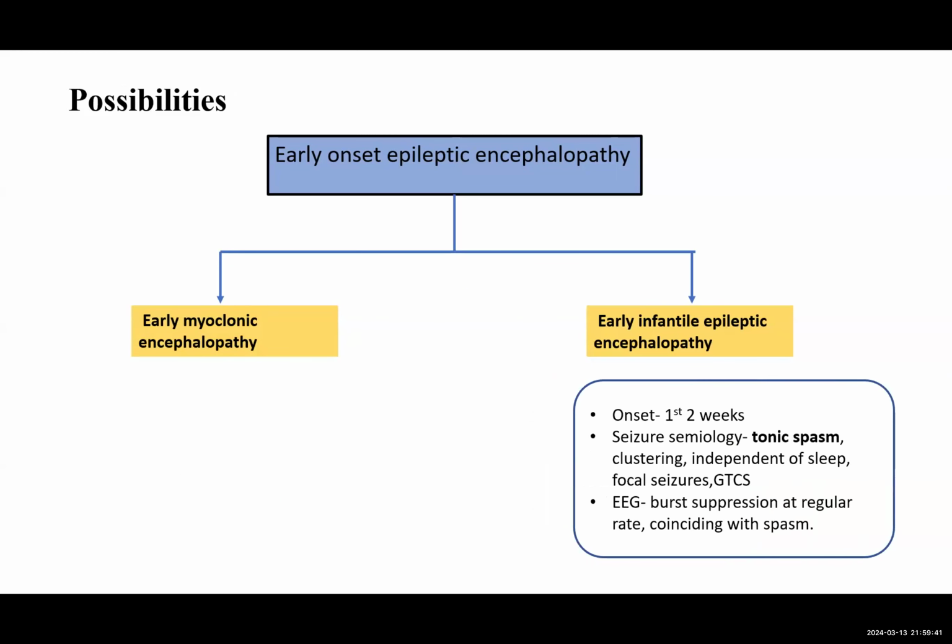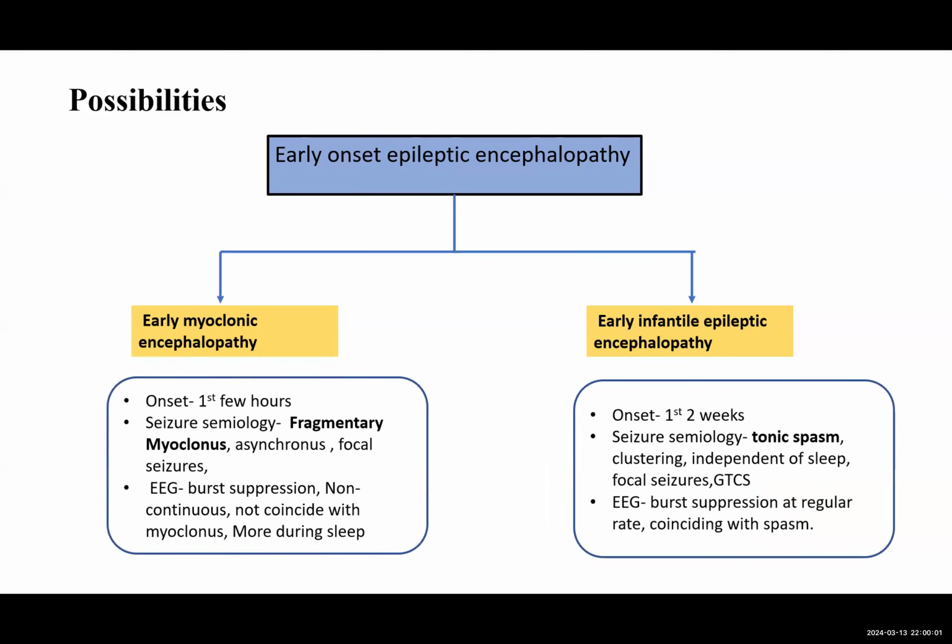In early infantile epileptic encephalopathy, onset will be within 2 weeks. The typical seizure semiology is tonic spasms, which occur in clusters and independent of sleep. Sometimes we can get focal seizures also. In this, we can get a burst suppression pattern, but it occurs at a regular rate and coincides with the spasms.